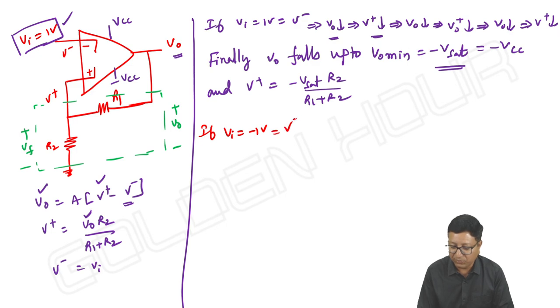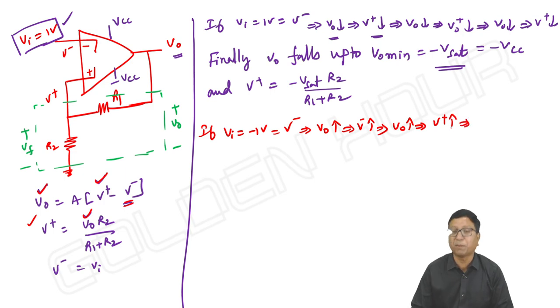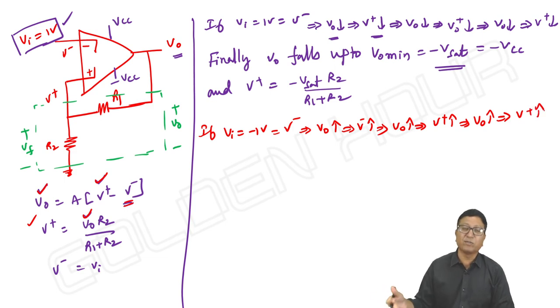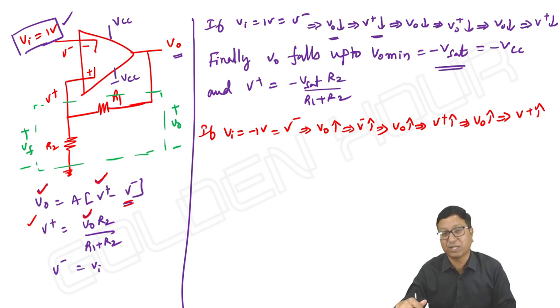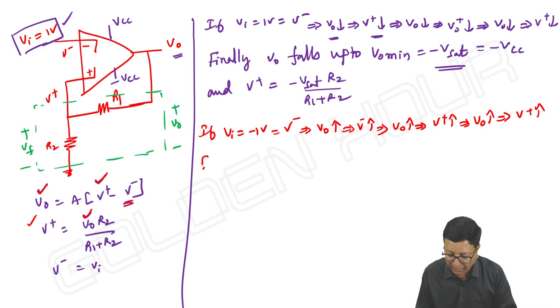And similarly, suppose my input is minus 1 volt, that is V minus. So it looks like V minus is decreasing. Then what happens to the output? Output will increase. If V output increases, then V plus will increase. And if V plus increases, then again output will increase. If V output increases, again V plus will increase. Both are supporting each other. V plus increases, V output increases, which makes V plus increase continuously. Both keep on increasing.